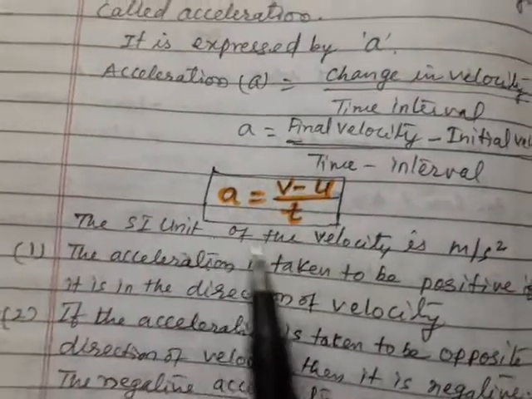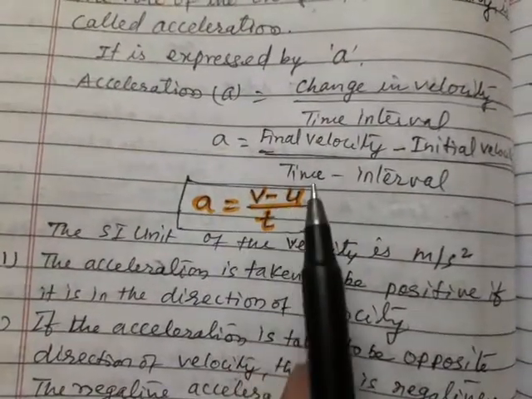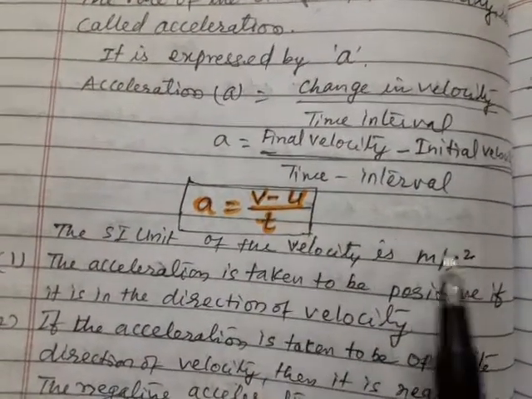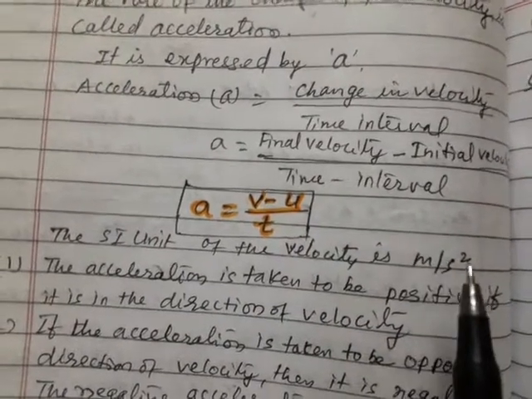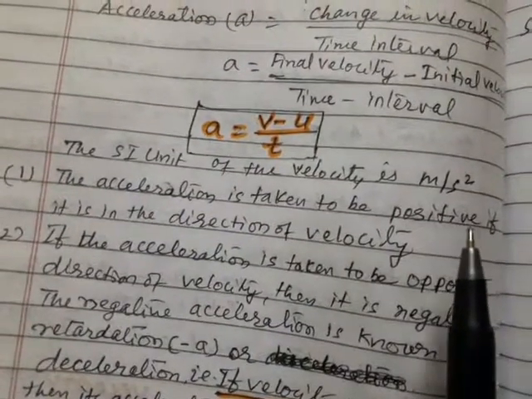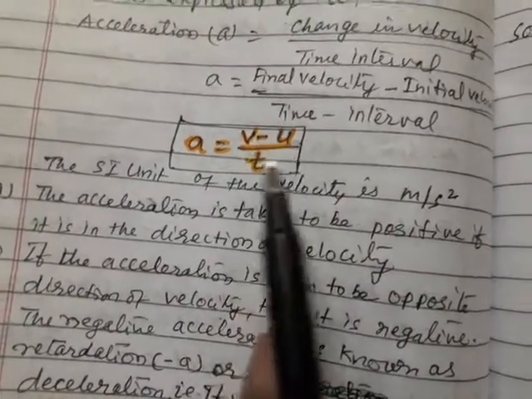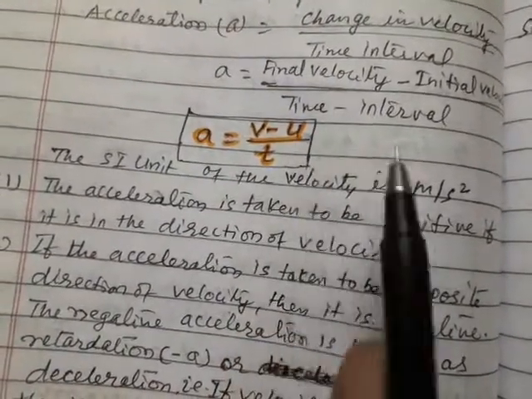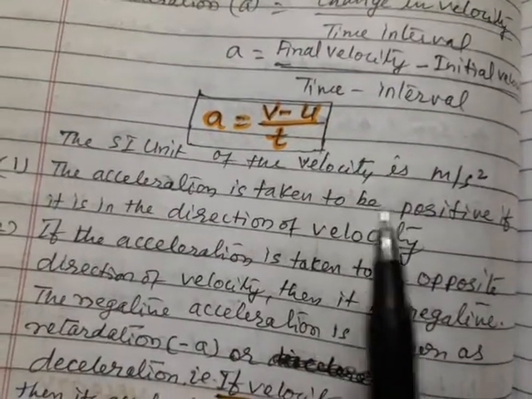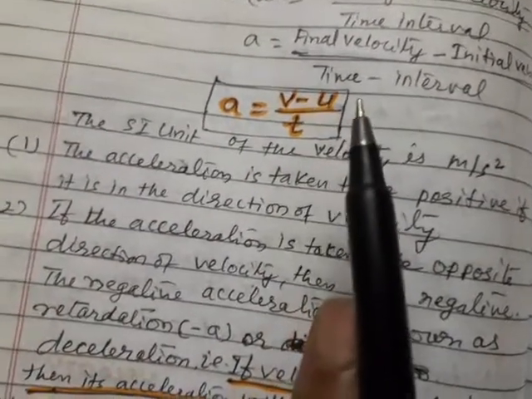Now, the SI unit of acceleration is meter per second square, as the change in velocity is measured in meter per second and time is in second. So here the unit becomes meter per second square. The acceleration is taken to be positive if it is in the direction of velocity. But if the acceleration is opposite to the direction of velocity, then it will be negative.